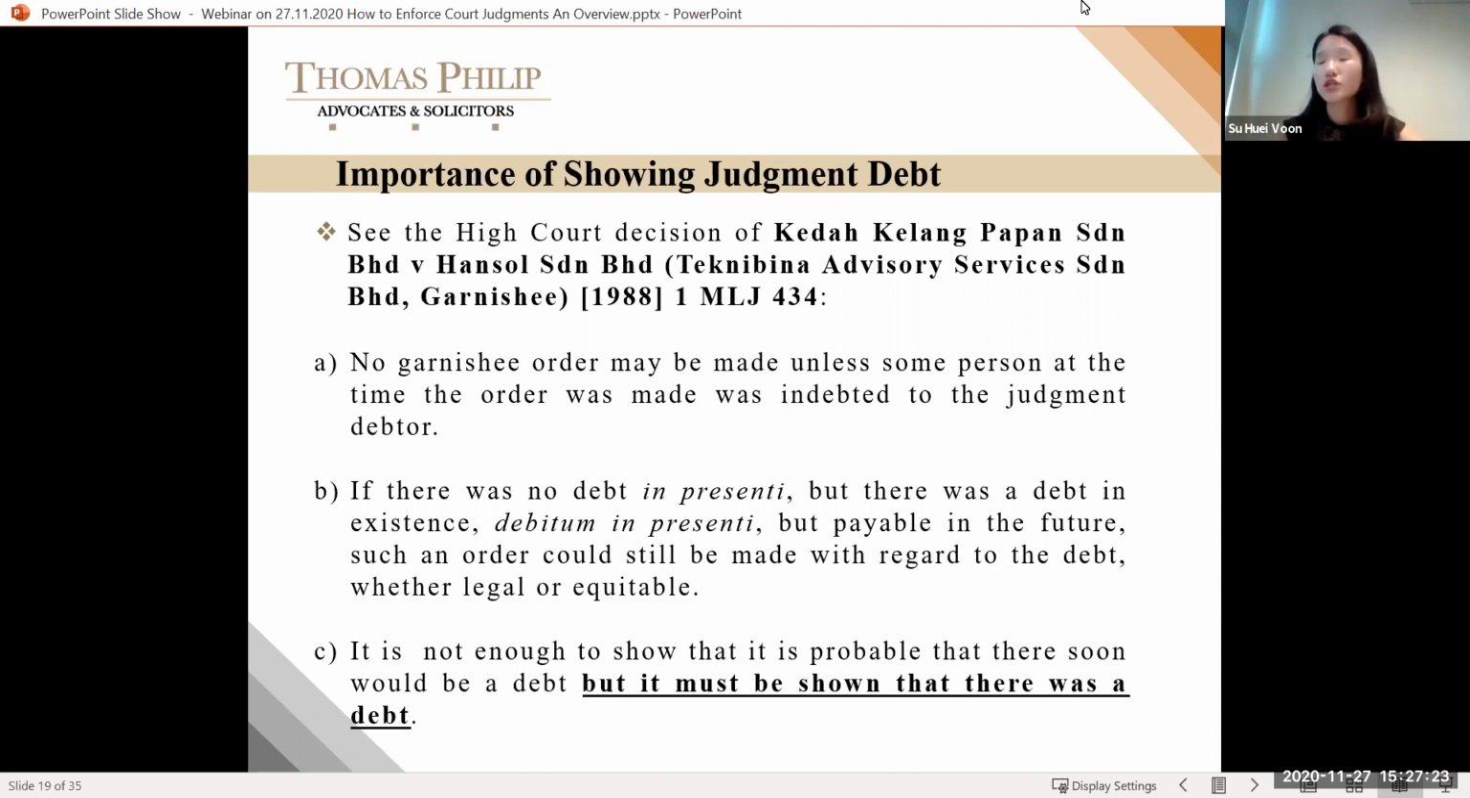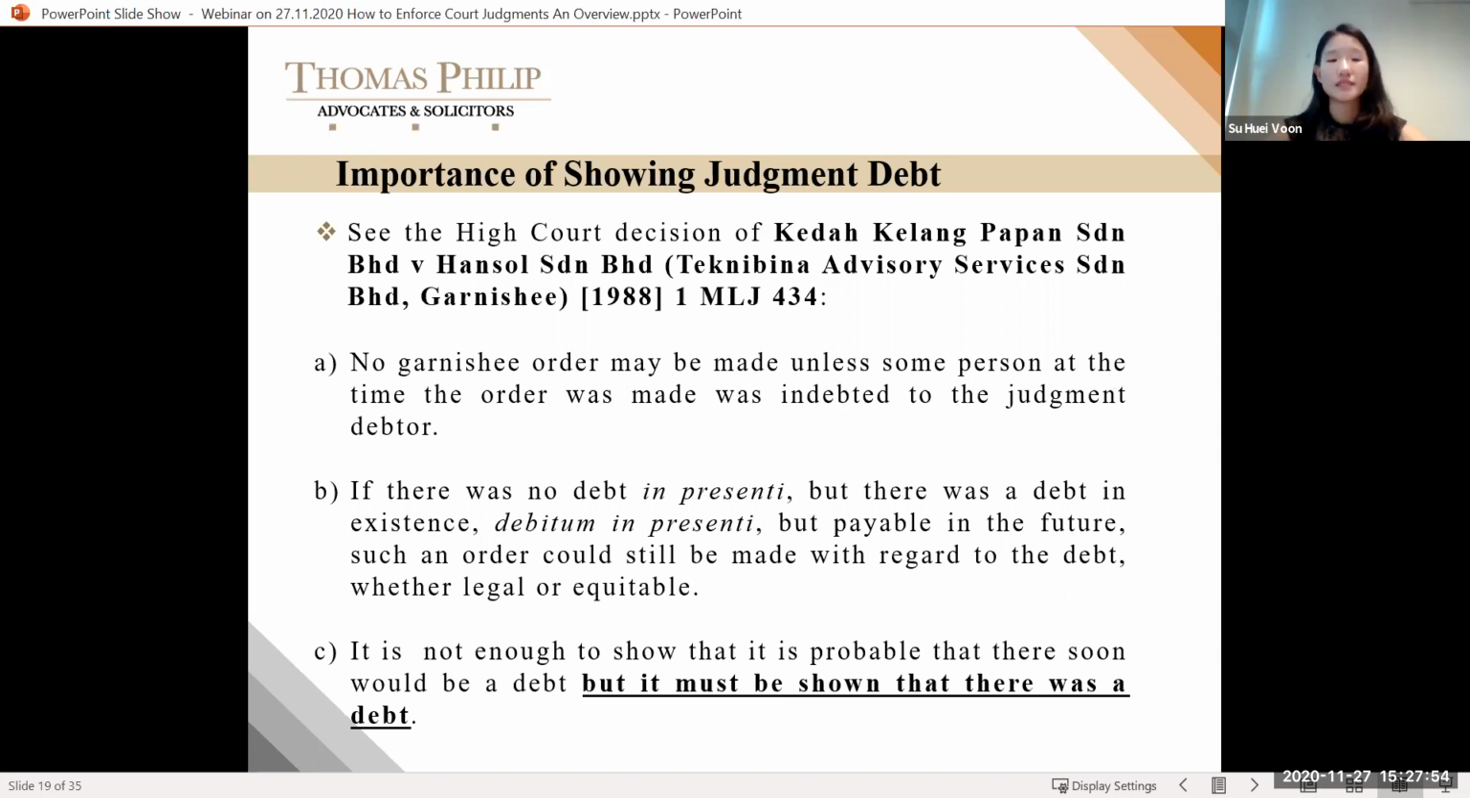So as briefly mentioned before, no Garnishee order may be made unless some person, at the time the order was made, was indebted to the judgment debtor. So again, there needs to be an actionable debt. Now, if there is no debt in the present, but there was a debt in existence, i.e. a debt that may not be payable now but is payable in the future, then that is still actionable. So an order could still be made with regard to that debt.